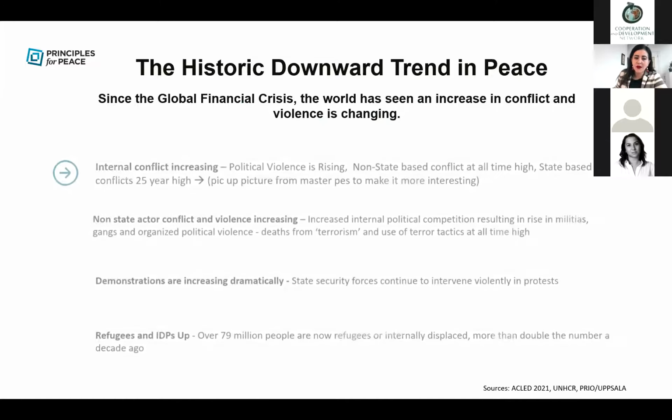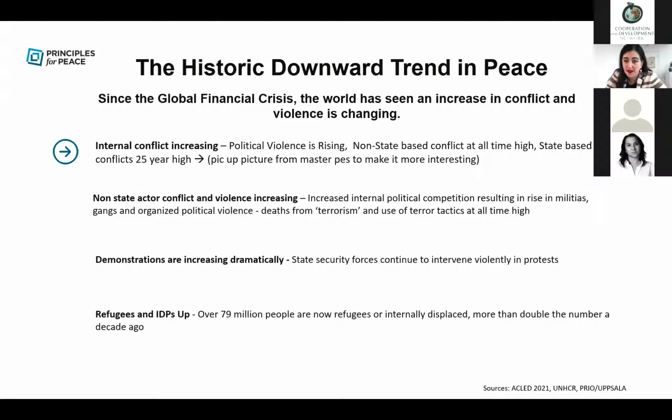So what we see is truly a historic trend that is going downwards when it comes to peace. We see more internal conflicts, more non-state actors rising. I've covered Syria for a long time, and it was absolutely impossible, even for the UN Special Envoy Office, to account for how many non-state actors there were in Libya. This is, of course, a very worrying trend. We see more and more non-state actor conflict and violence happening. You have a rise in militias, in organized political violence. We also see state security forces cracking down. This is a trend that we see in many countries.